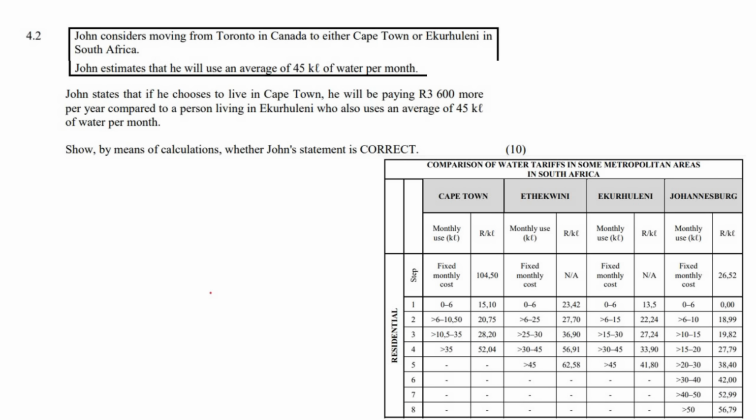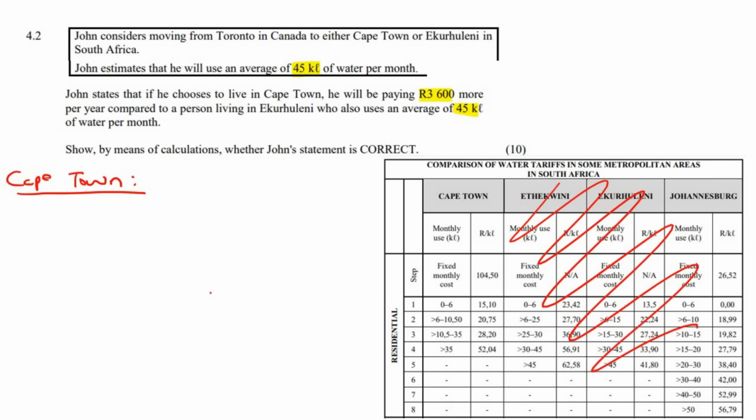Now, we know that John says he will use an average of 45 kiloliters of water every single month. John says that if he chooses to live in Cape Town, he will pay 3,600 Rand more per year compared to a person who lives in Ekurhuleni, who also uses an average of 45. Show by means of calculations if John is correct. Okay, so let's quickly see this. If John lives in Cape Town, how much would John pay for water if he lives in Cape Town?